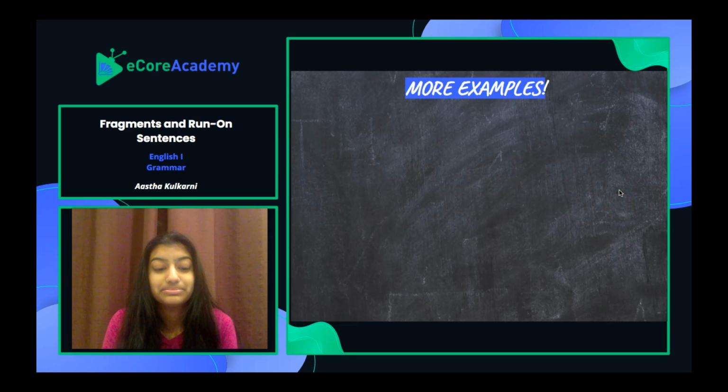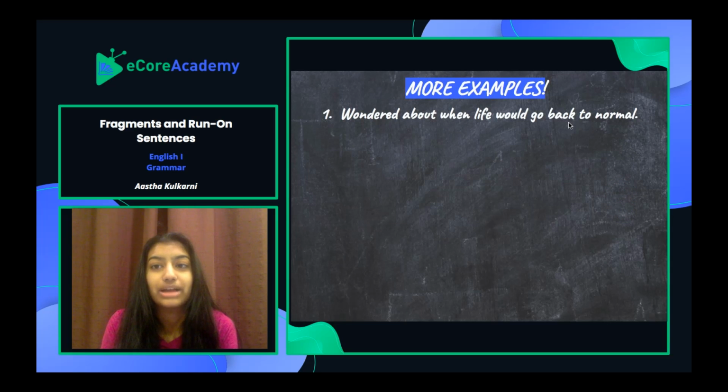More examples. So this one, as we can tell, it's a fragment because it reads, wondered about when life would go back to normal. Who wondered about when life would go back to normal? What wondered about when life would go back to normal? What's the subject? We don't know. That's how we know that it's a fragment, because it does not have a subject. It does have a predicate, but not a subject. Again, this is a fragment.